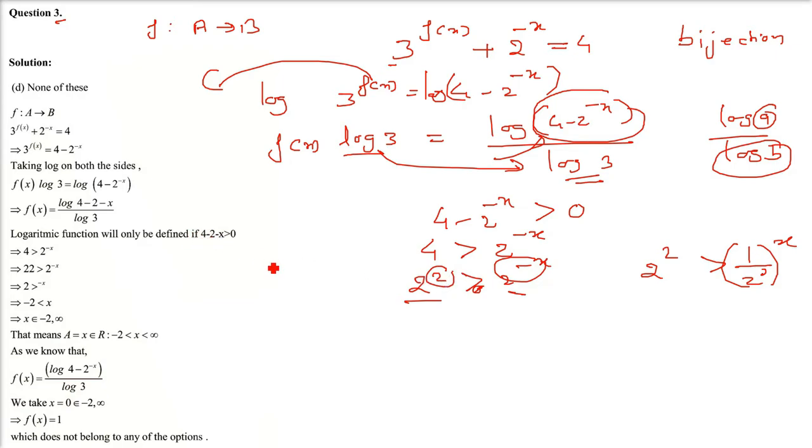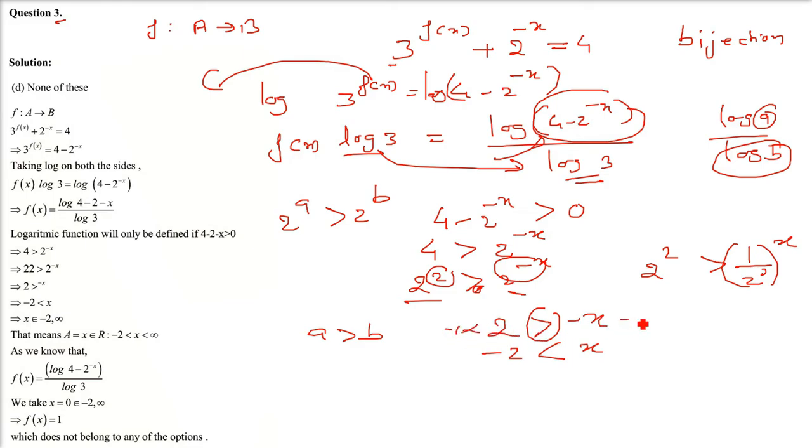Let me just give you one more idea. If 2 raised a is greater than 2 raised b, because the bases are the same, a should be greater than b. If 2 cubed and 2 squared are compared, 2 cubed is 8, 2 squared is 4, so a should be greater than b. So 2 is greater than minus x. Let us multiply negative 1 on both the sides. The inequality sign will change, from greater it will become less. So negative 2 is less than x.